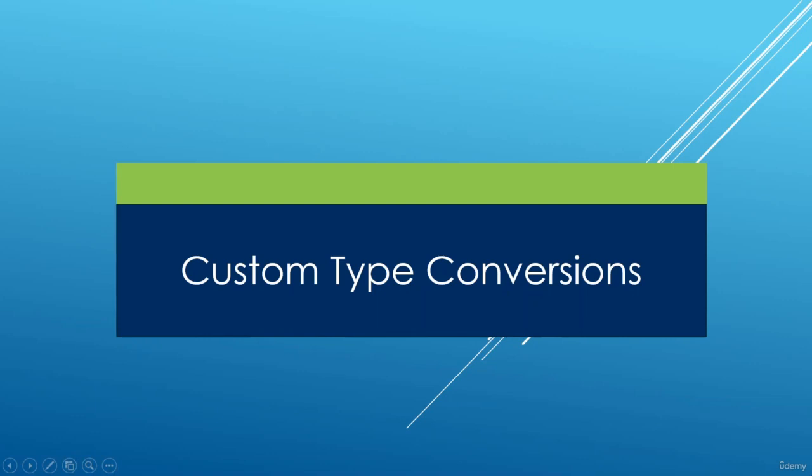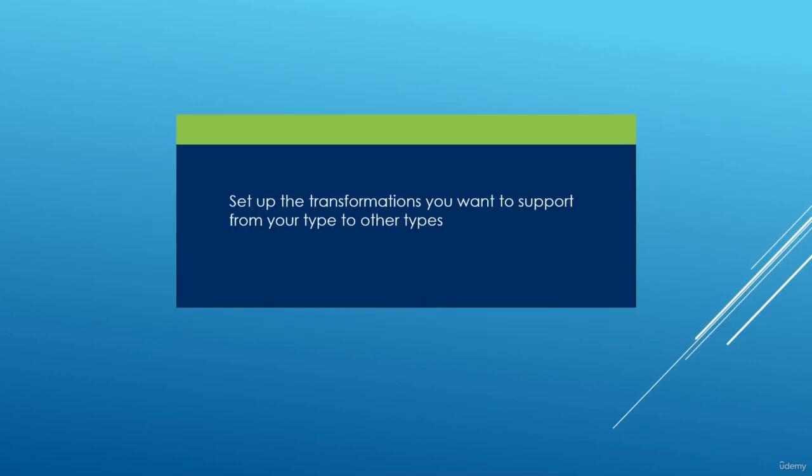In this lecture, we're going to see how we can set up custom type conversions for our own class types. And this is going to be through a bunch of operators that we can overload. Okay, so this is going to allow us to do transformations from one type to another.